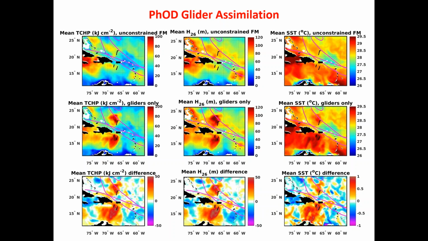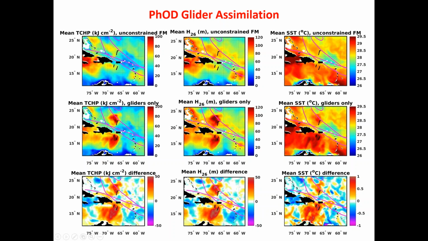Let's take a closer look at the gliders and what they are doing. I have three columns of figures here, with TCHP on the left, 26 isotherm depth in the middle, and SST on the right. The top row is from the unconstrained model. The middle row is assimilating the PHOD gliders only, and on the bottom is the difference. Here you can see a lot more clearly the correction that the gliders are making regionally.